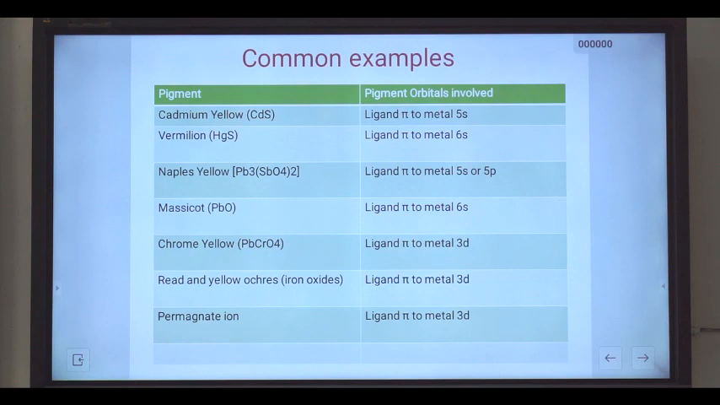So metal 6s or metal 5s, that is the outermost orbital of the metal ion. Chrome yellow, that is lead chromate, PbCrO4, ligand pi to metal 3d orbital. Red and yellow ochres, which are generally known as iron oxides. Here the transition occurs from ligand pi to metal 3d orbital. And permanganate ion is KMnO4 or MnO4 negative. Here also ligand pi to metal 3d orbital.